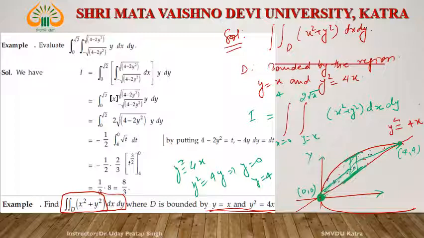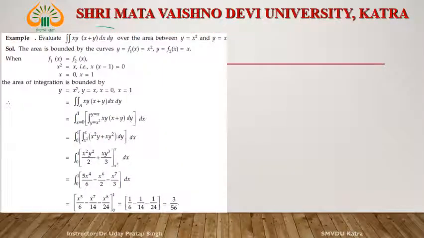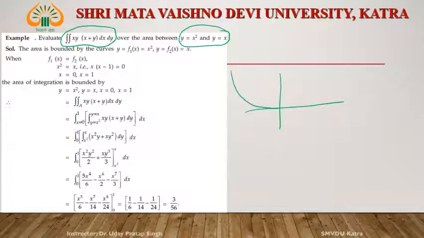Okay, now come to the second example. Evaluate this integral where the region is bounded by this one. Same problem. What is this? y square equal to x, x square equal to y. x square equal to y means this parabola, and y equal to x is this one. The region bounded by these two curves is this one.